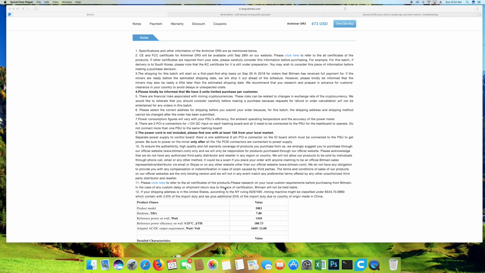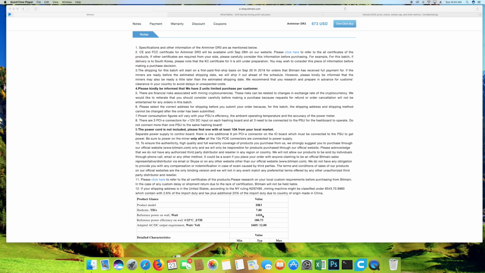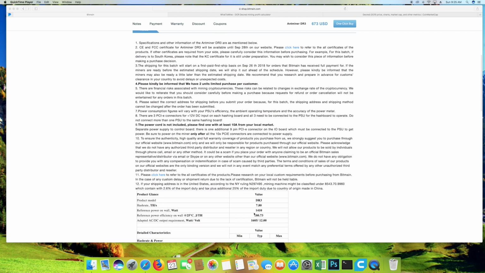So it looks like this thing is doing about 7.8 terahash with about 1,410 watt draw. Now, if you guys don't know about Decred, Decred was supposed to be the big brother of Bitcoin, or it supposedly had developers that were working with Satoshi while Bitcoin was going on. But we'll get into a little bit more about Decred later as a coin, or I can make a video about that for you guys. But let's talk about the actual miner.